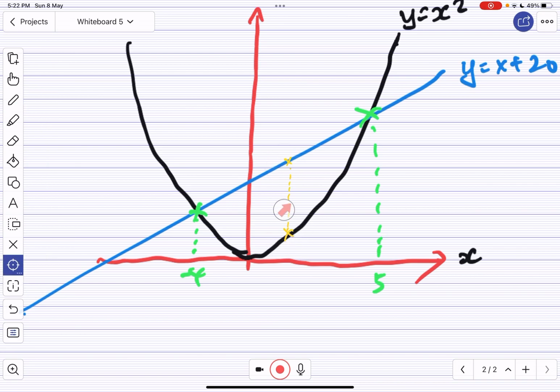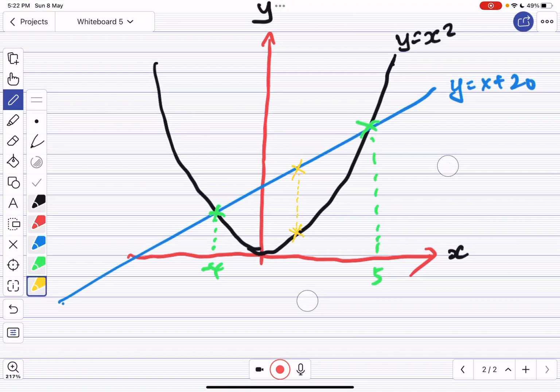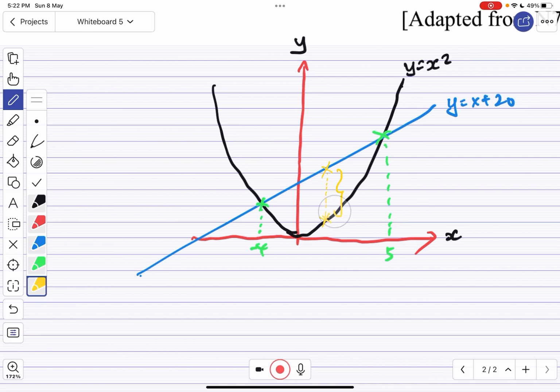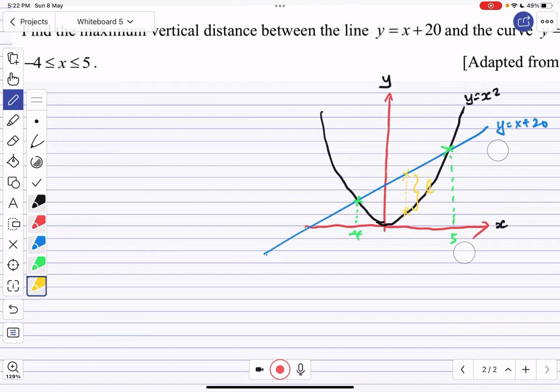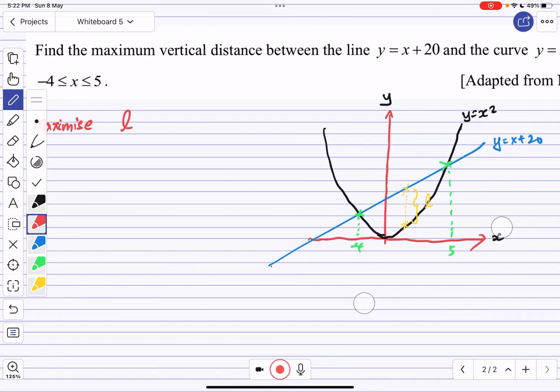So how do I measure, for example, this dotted yellow line? I want to find out what is the longest possible that this yellow line can take. This is the distance between the two y coordinates. We are looking at this as a function, let's call it L. And what we are trying to do is maximize L, or basically find the longest that L can ever be.